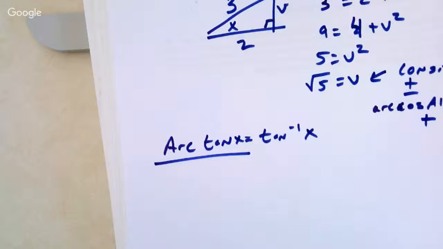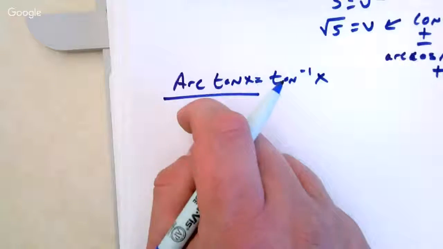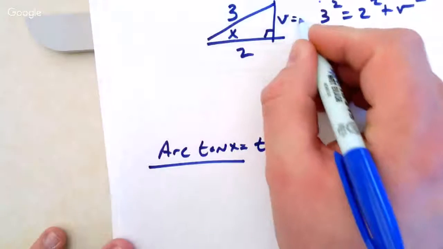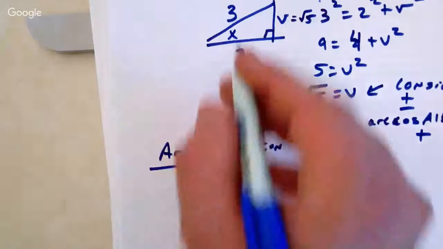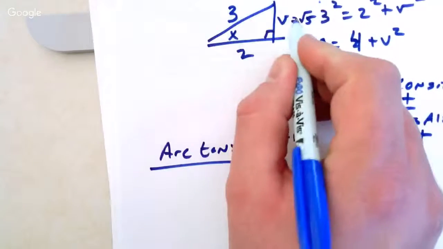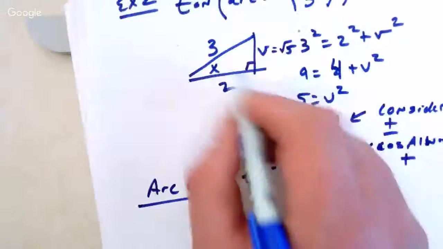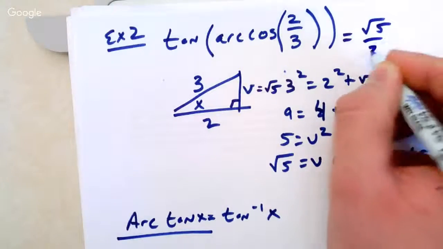Let's talk about the last one. Arctangent. Again, ask the same question: what angle has a tangent of x? Oh yeah, we didn't actually find the tangent. Okay, so tangent would be the opposite over the adjacent, which would be the square root of 5 over 2, which would be our final answer.